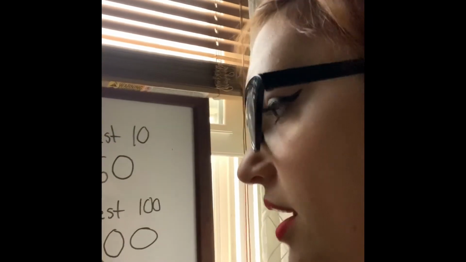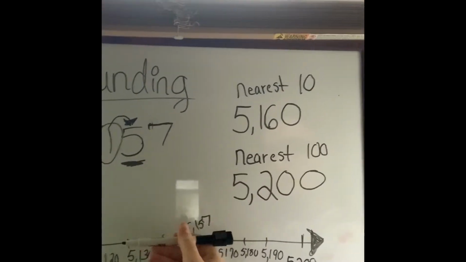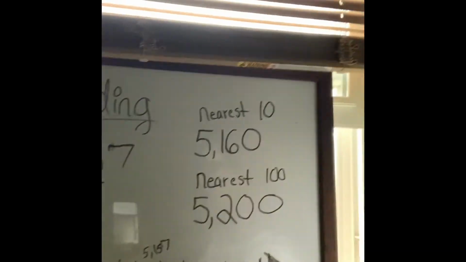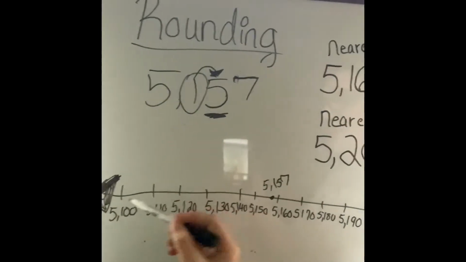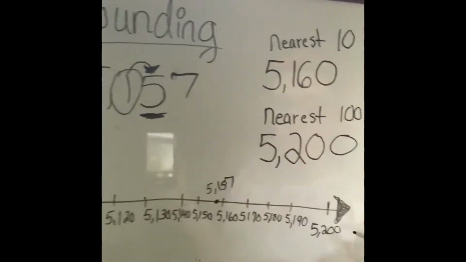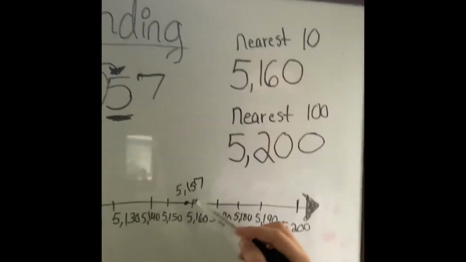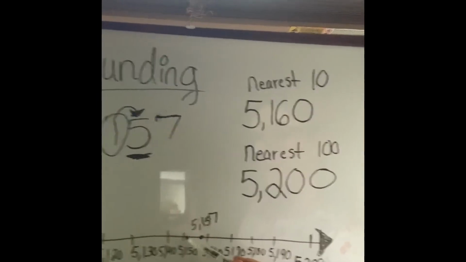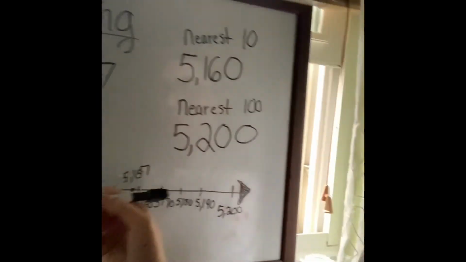And you're going to wonder, is it closer to that direction or that direction? So is it closer to 5,100 or 5,200? Well, it's past the middle mark, which would be 5,150, which means it's closer to 5,200.